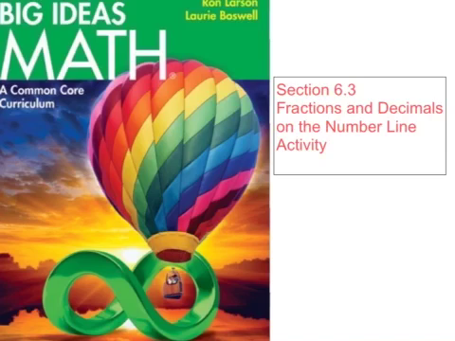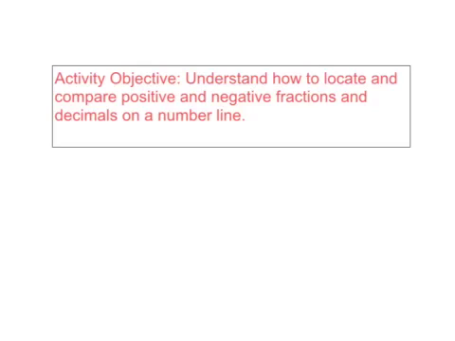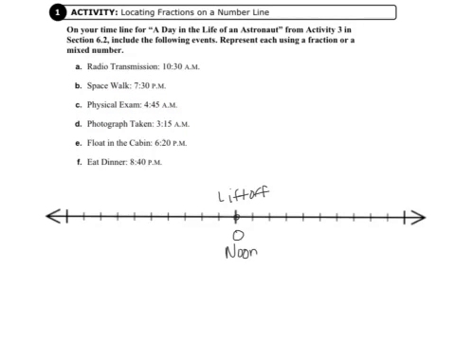Pause while you write Section 6.3 activity in your math notebook. Pause again while you write today's activity objective in your math notebook. Today's objective is understand how to locate and compare positive and negative fractions and decimals on a number line. Today we're going to be starting on page 135 in your Record and Practice Journal.